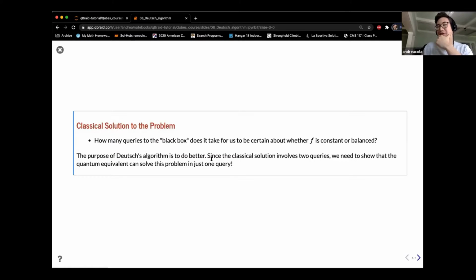So the purpose of Deutsch's algorithm is to do better than this, right? Since the classical solution needs 2 queries, we want a quantum equivalent of this problem that can solve it in just a single query. Okay, which seems quite ambitious as a task. I mean, how is that even possible with a single query? But essentially what Deutsch's algorithm gives us is an algorithm that does this in a single query, which is quite remarkable.